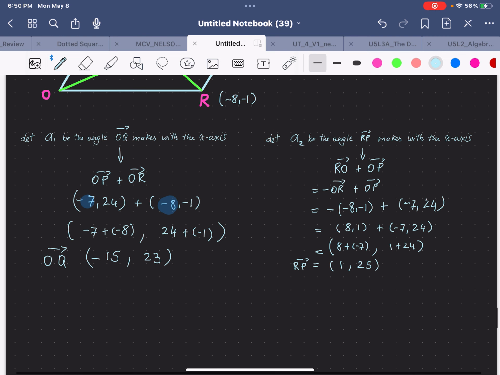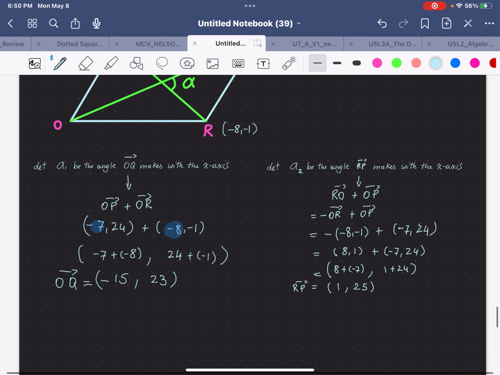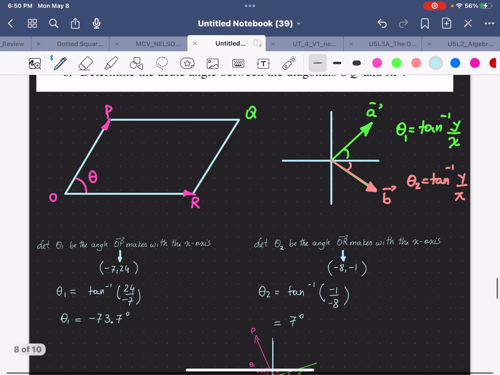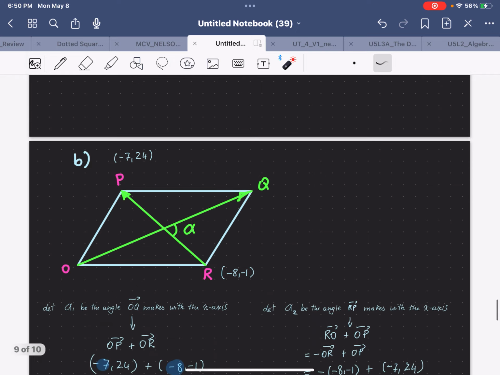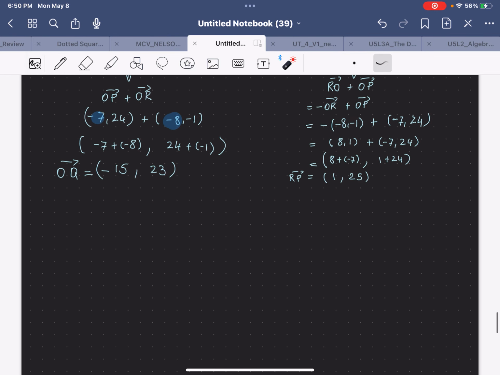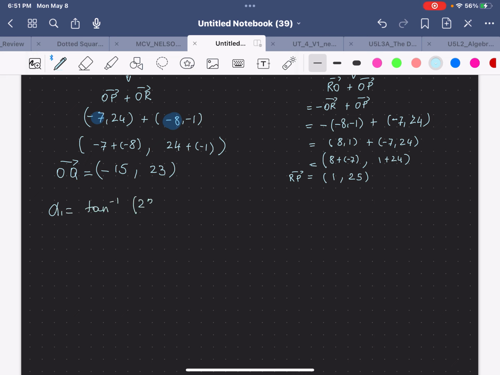So we got the coordinates of both OQ and RP. Now the process of finding the angle made between them is very similar to the process of finding the angle made between these two sides in the parallelogram. So we're going to have to find the angle alpha 1. Alpha 1 is inverse tan, 23 over -15. Use the calculator. So second tan, 23 over -15. My calculator gave me -56.9 degrees.